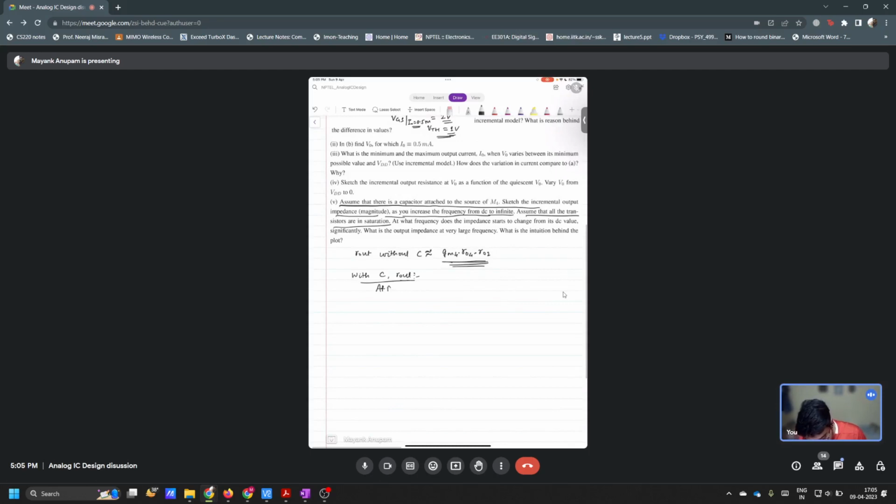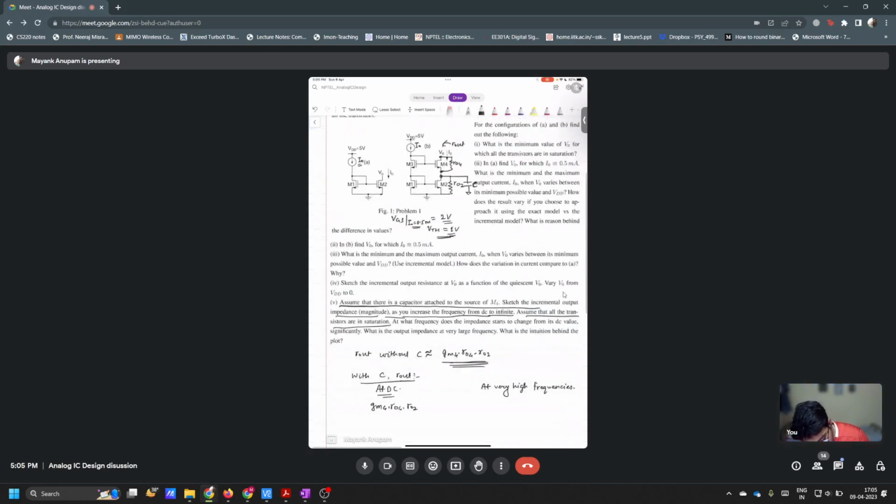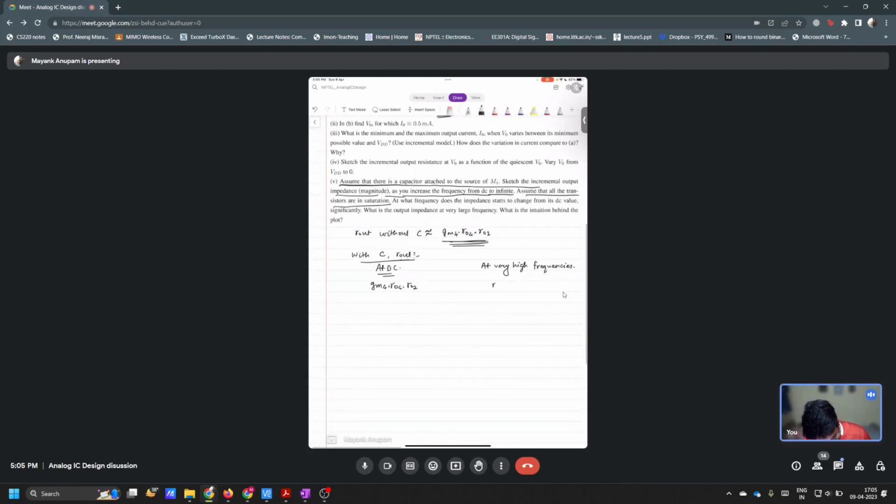So at DC, what is Rout? Again the same, gm4 times RO4 times RO2, right? Now at very high frequencies, we'll get into exactly how high, but let's say at very high frequencies, what should be the output resistance here? RO4. Right, exactly. So it should be only RO4, correct?